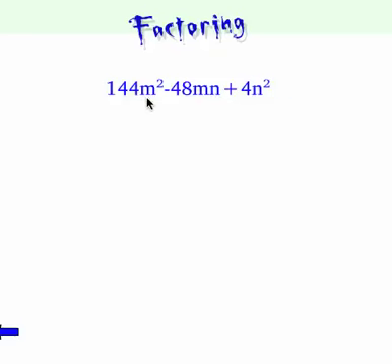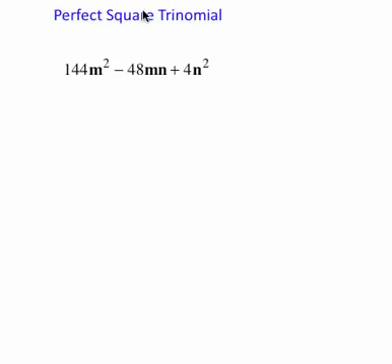Factoring 144m squared take away 48mn plus 4n squared. So the question is, is it a perfect square trinomial or not? And I believe it is, but we also have a common factor, so we have to deal with the common factor. So we're doing perfect square trinomials with common factors. So what goes into 144, into 48, and into 4?